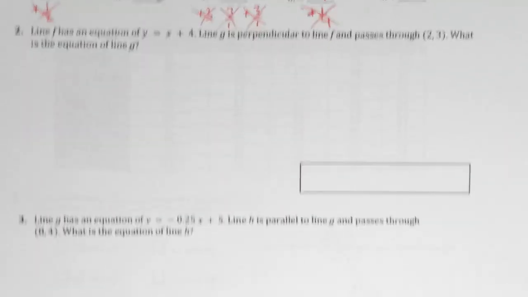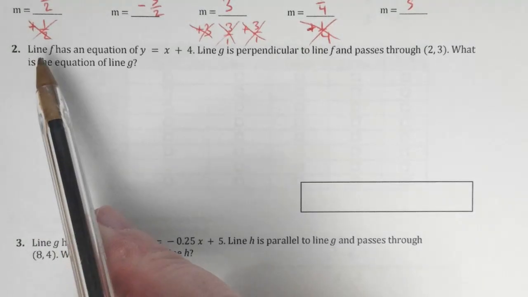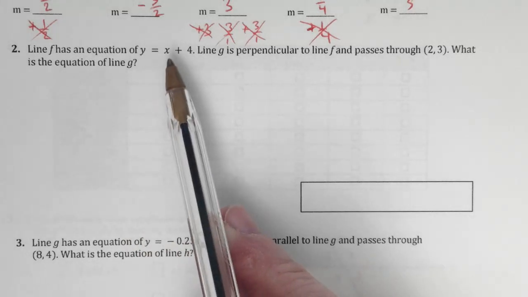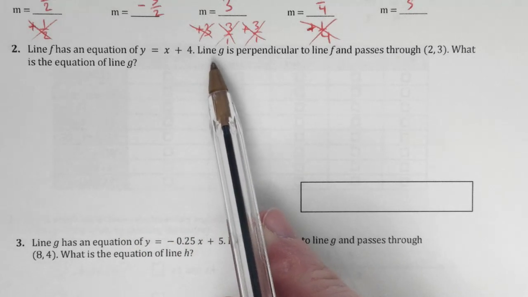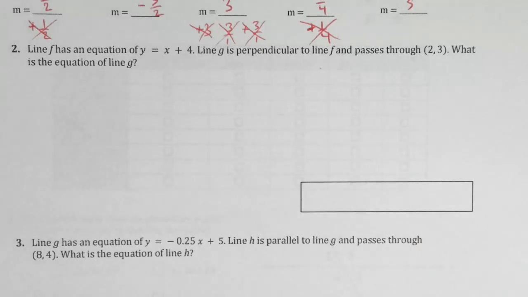Number 2. Line F has the equation of y equals x plus 4. Line G is perpendicular to F, and it passes through this point. Now, there are multiple different ways how to do this. No matter what, everyone definitely has to go find the slope. So let's talk about that.